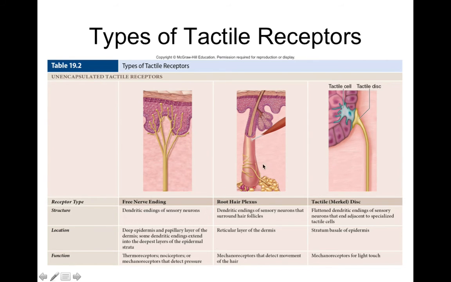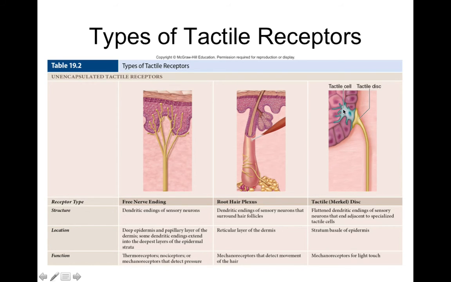Now, for the root hair plexus, you're going to find this around hair follicles, and these really have mechanoreceptors that are more sensitive to things like mechanical movement of the hair. This is going to be involved with knowing if an insect is walking across your skin and causing your hair to bend. When your hair bends, it's going to activate this root hair plexus, which can provide your body with some information about what your hair is touching or what is touching your hair.